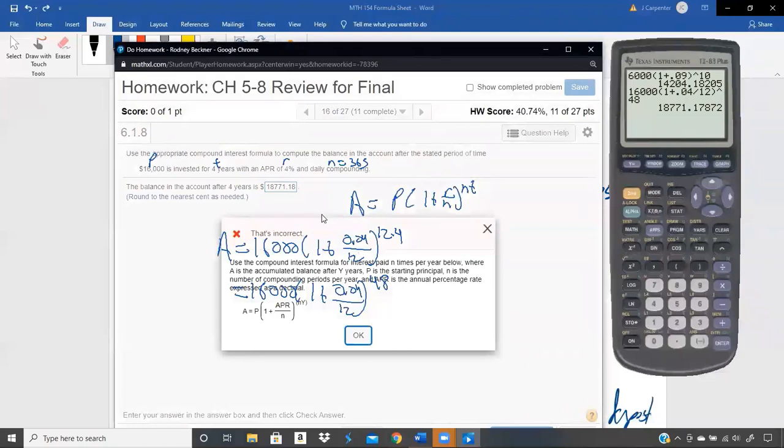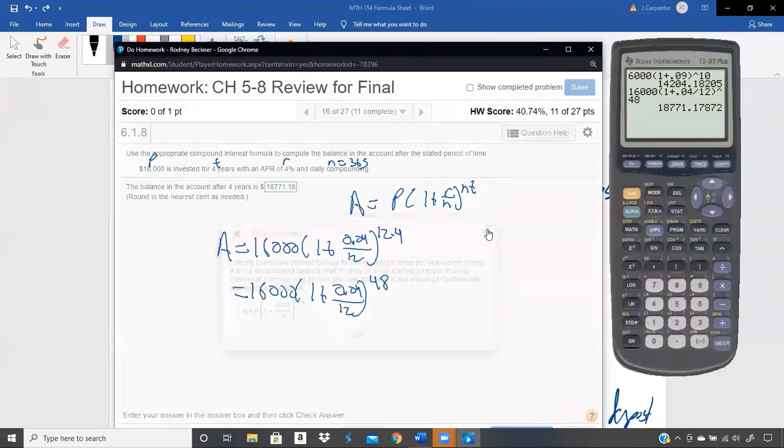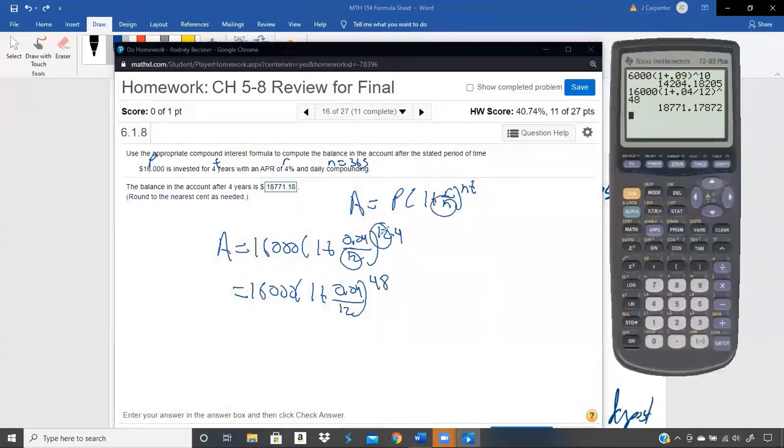What am I doing wrong? Oh, I know what I did wrong. Why did I do 12? I got sidetracked. This and this are wrong. We're compounding daily. That's where the N is supposed to be. That was supposed to be 365. So I am so sorry for that.